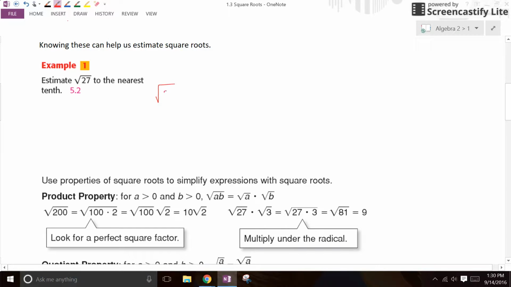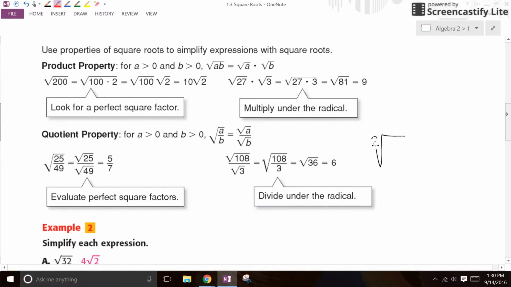So 27, if I want to estimate that square root, I know the square root of 25 is 5, and I know the square root of 36 is 6. So it's somewhere between 5 and 6, and it's definitely closer to 5. So it's like 5.1, 5.2. You can see the book answer is 5.2, but I can tell right there that it's about 5.1-ish, because root 25 is closer to root 27, and it's pretty darn close. That's how you can estimate. That is very handy when it comes to solving problems.